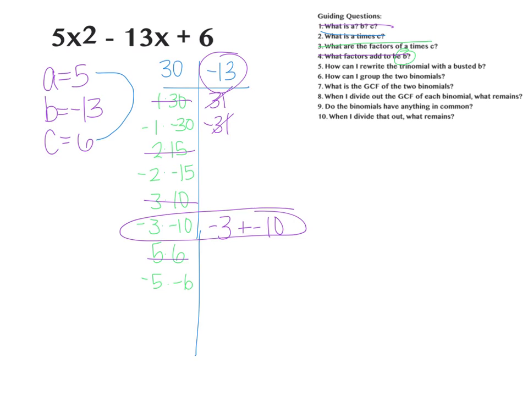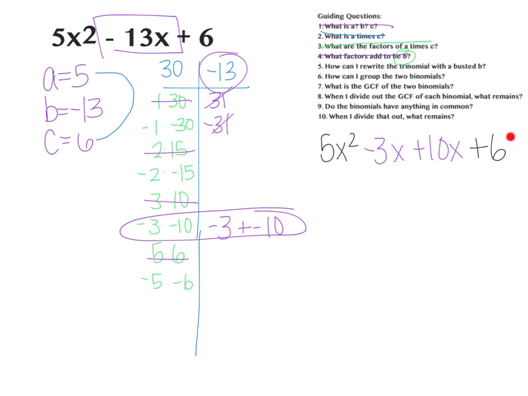All right, so then my next question is, how can I rewrite the trinomial with a busted B? So again, I'm going to take the A term, because I'm not busting the A, and I'm not busting the C, but I'm busting the B into the two numbers that still add to be negative 13x. So negative 3x plus 10x. And it does not matter what order you put it in. You could put negative or positive 10x minus 3x. That doesn't matter. You'll get the same answer.